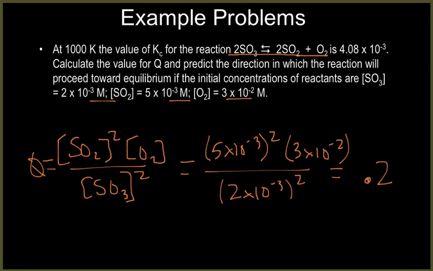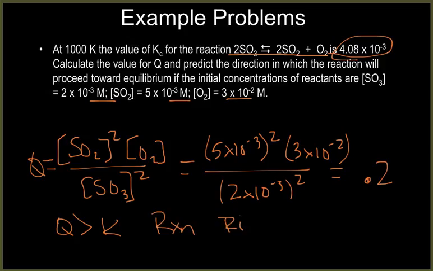It tells me up here that my K value is 4.08 times 10 to the negative 3. So now, in this case, Q is greater than K, so that means the reaction will go from right to left. Okay, so it will go in the opposite direction of the last one. So it will go from right to left. It will form reactants to reach equilibrium.